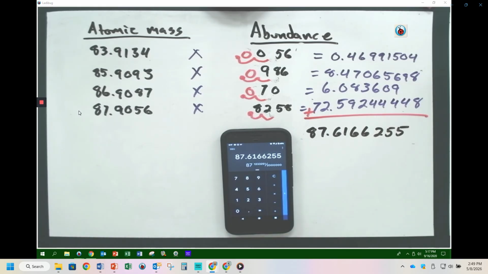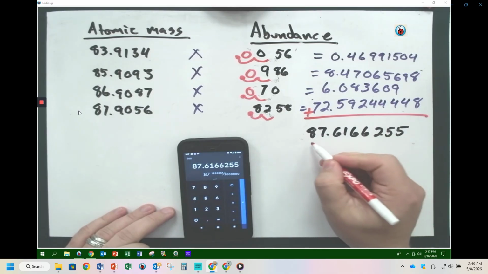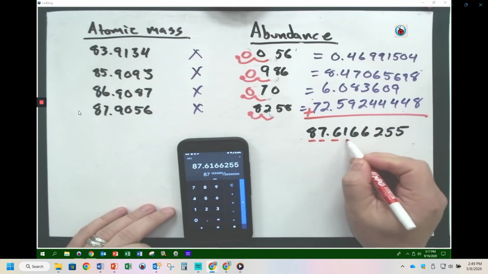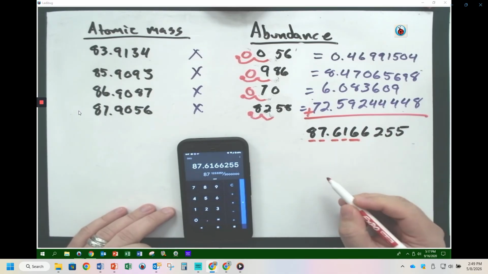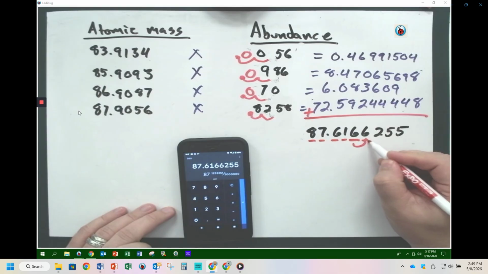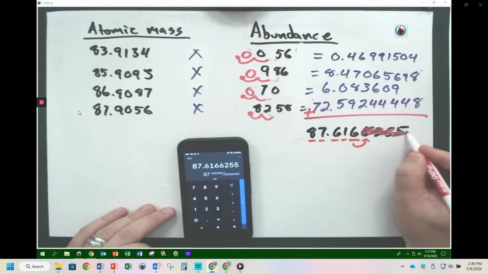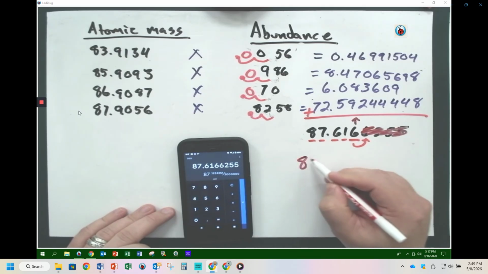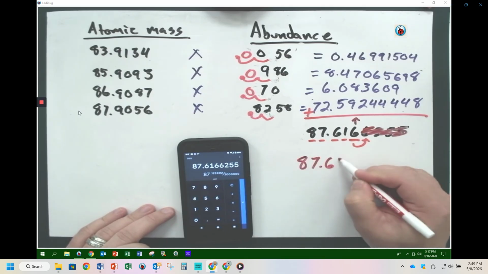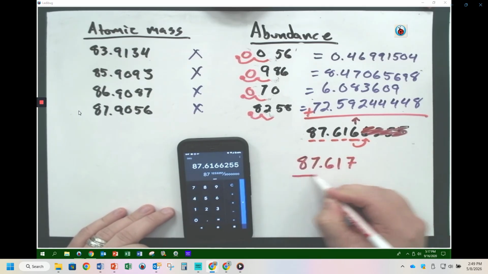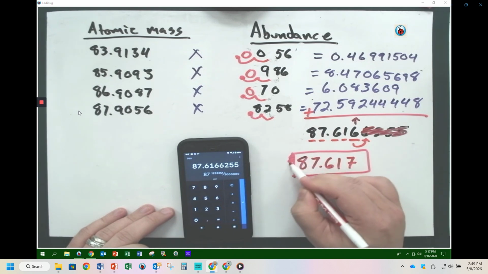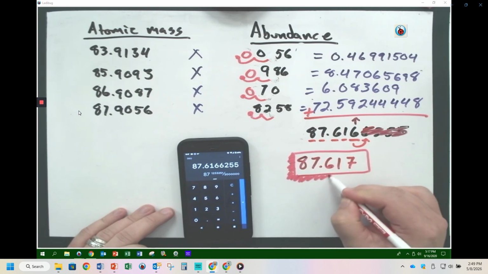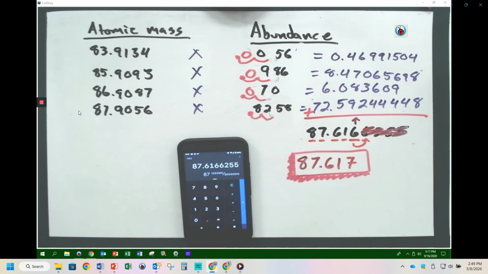And I want to round this off to 5 digits. So that's 1, 2, 3, 4, 5 digits. I look next door. This is bigger than 5, so these go away, and this one gets rounded up. So my final answer is 87.617. So that is the atomic mass of this particular element with these isotopes.